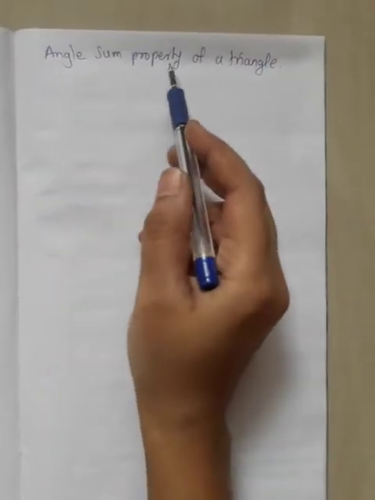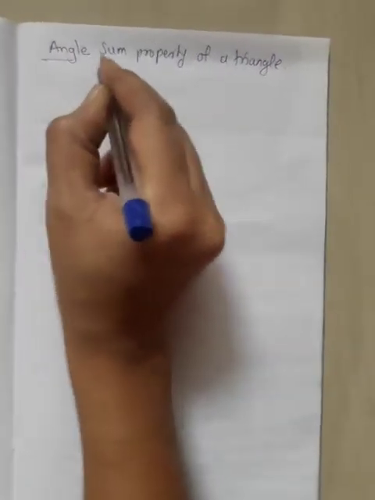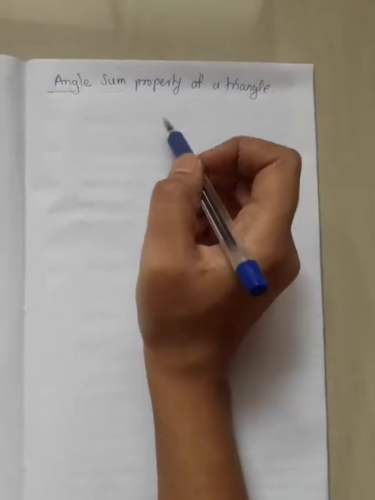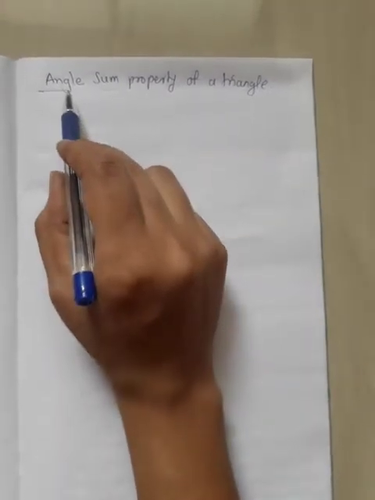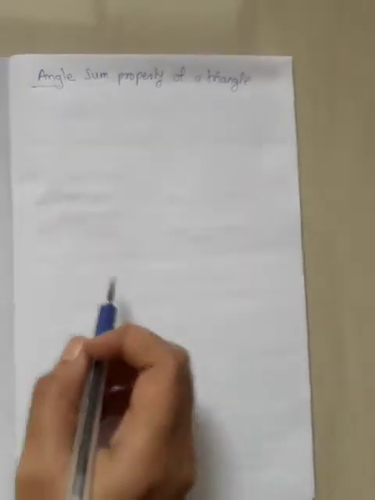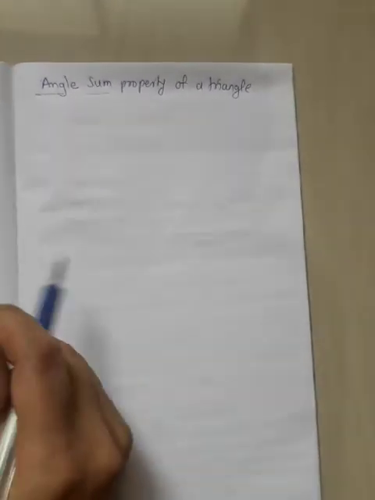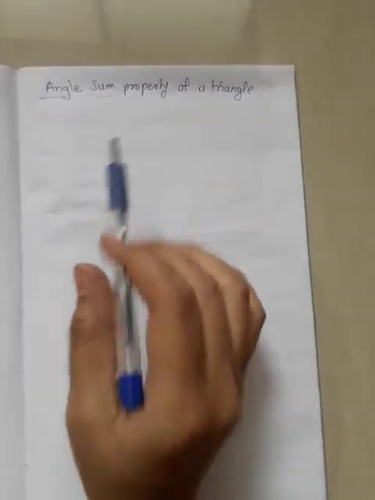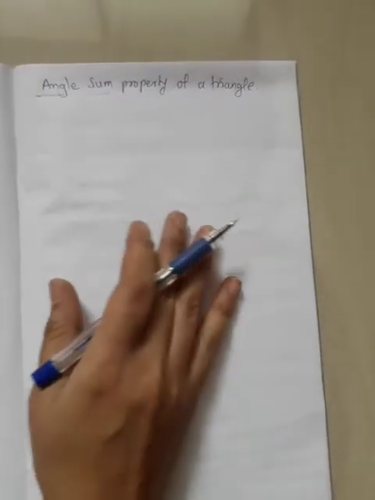In today's lecture, we will discuss the angle sum property of a triangle. We know a triangle has three interior angles, and we are going to see the angle sum property of a triangle by following activities.